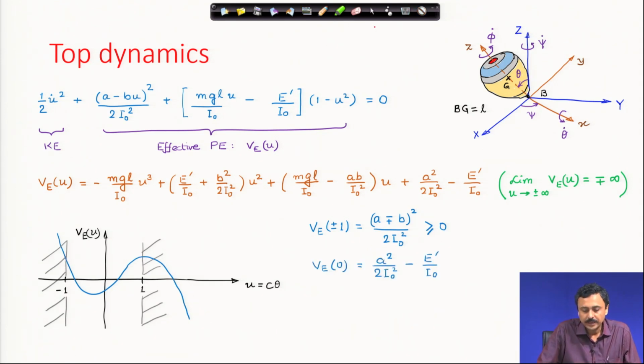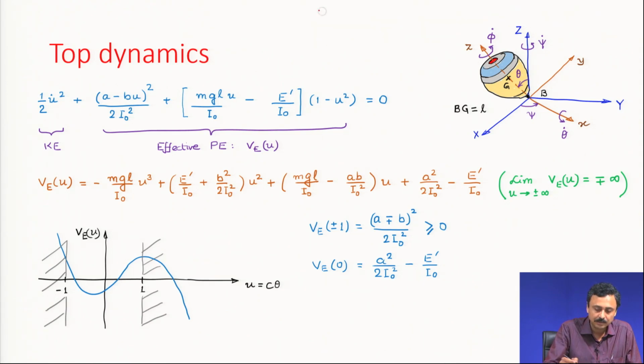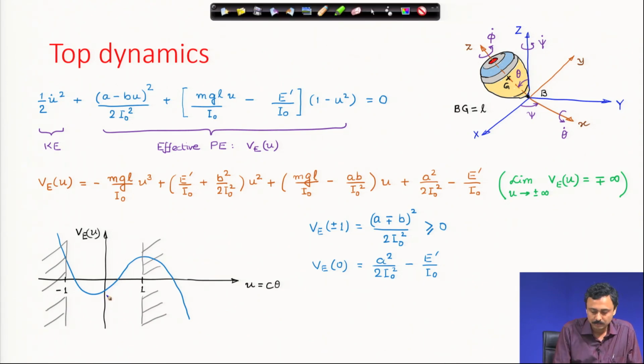If you evaluate this potential energy function at u equal to 0, you will get this expression, and from here it may be difficult to exactly understand the sign of this quantity, because it can go negative like as I have shown, or it may also be like this, where this is greater than 0.